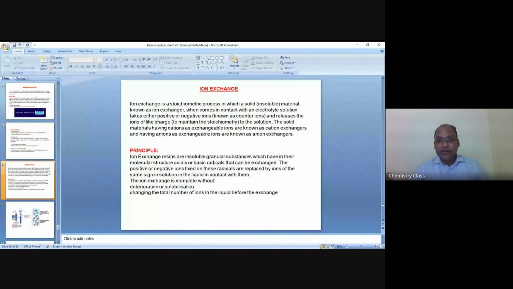Next, another method is ion exchange. This is an important method. This is the cationic and anionic separation method. Particularly in the redox reaction, we can use this one.